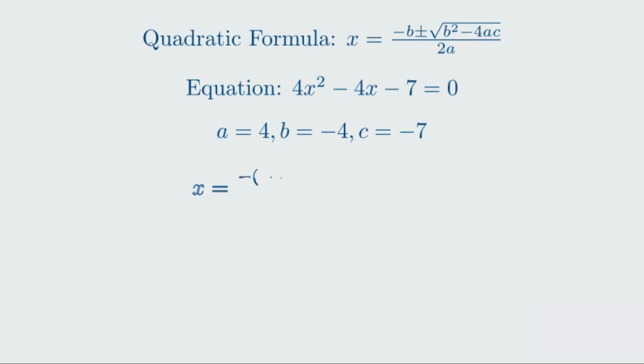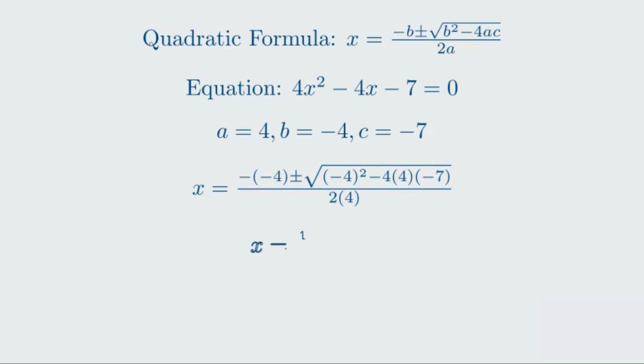Substituting these values gives us x equals negative 4 plus or minus the square root of negative 4 squared minus 4 times negative 7, all divided by 2 times 4. Simplifying inside the square root, negative 4 squared is 16. Negative 4 times negative 7 is positive 112. So we have 16 plus 112. This gives us x equals 4 plus or minus the square root of 128, all over 8.